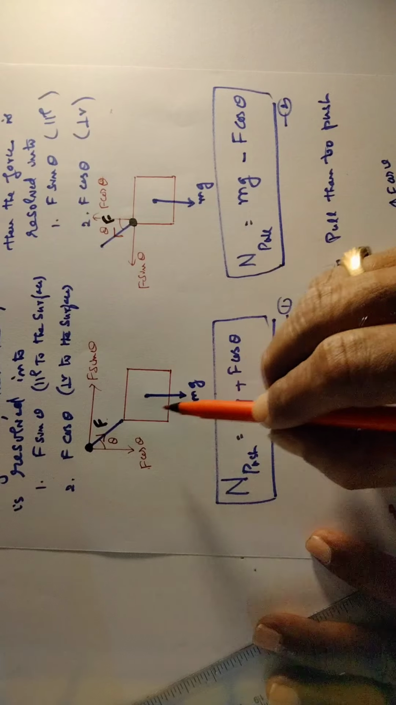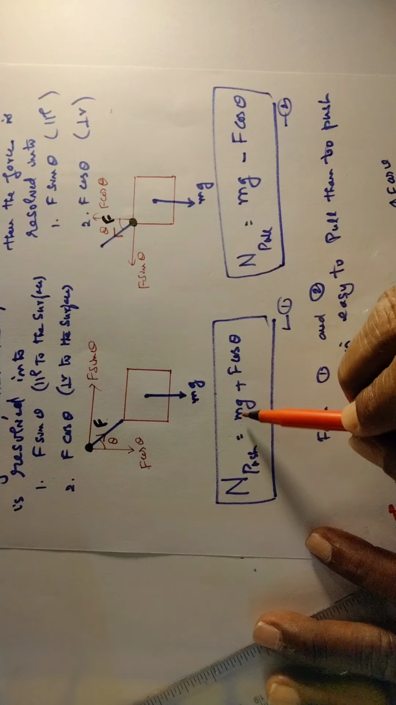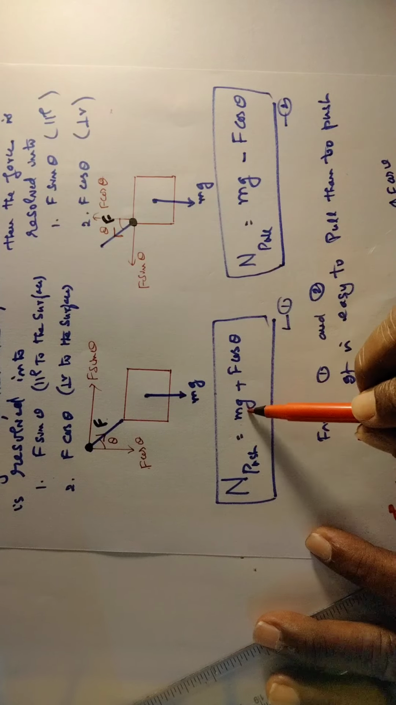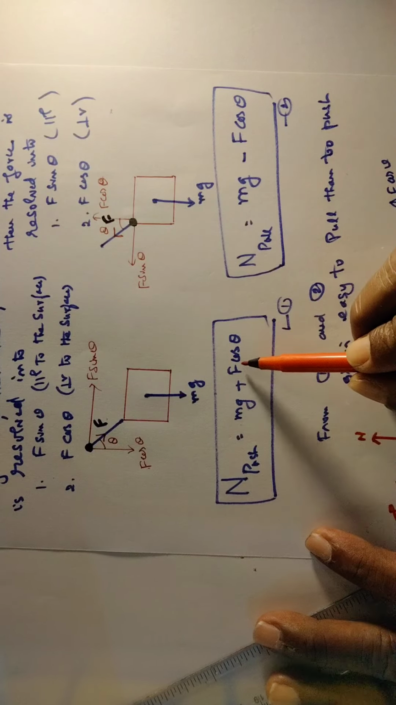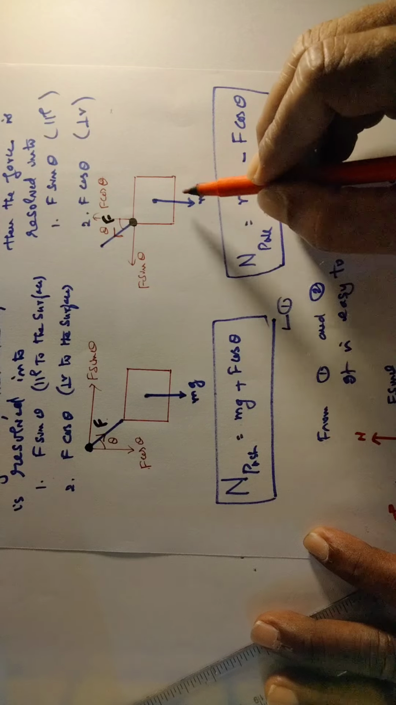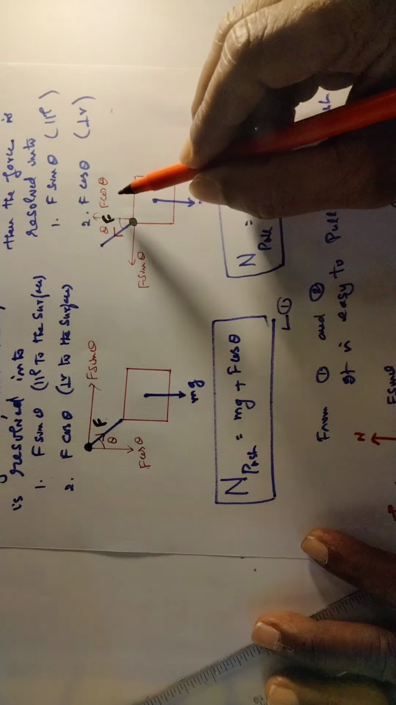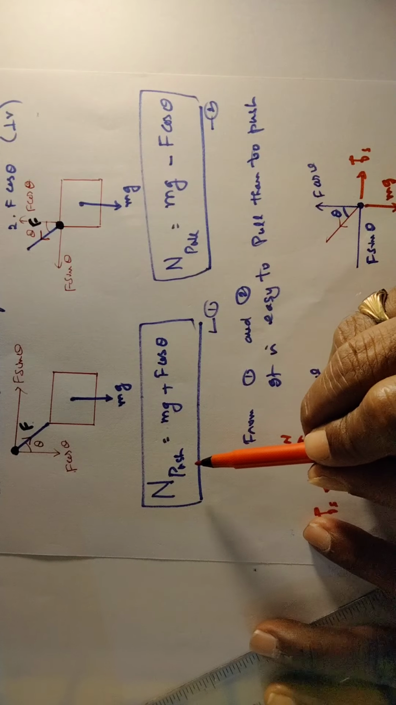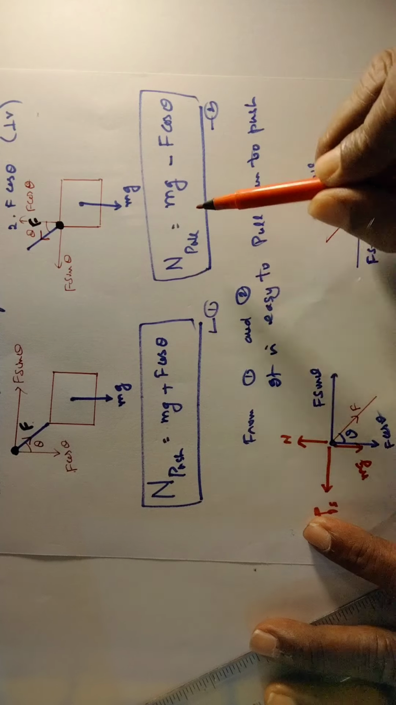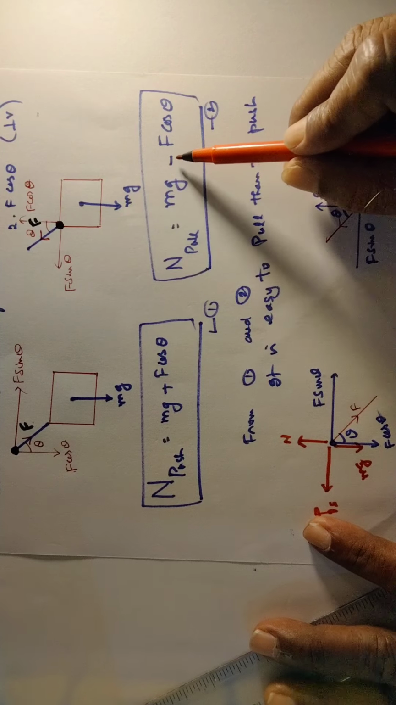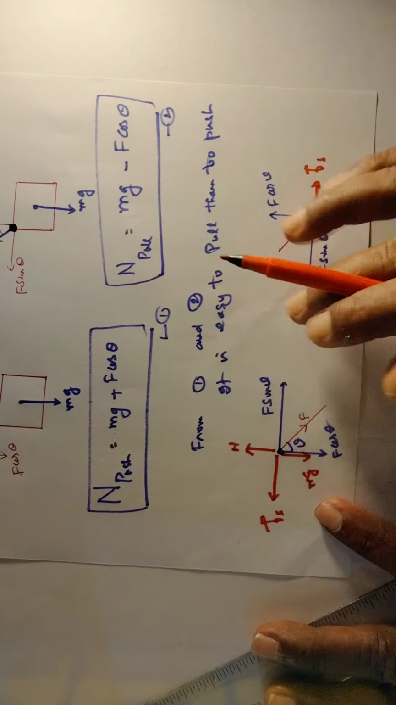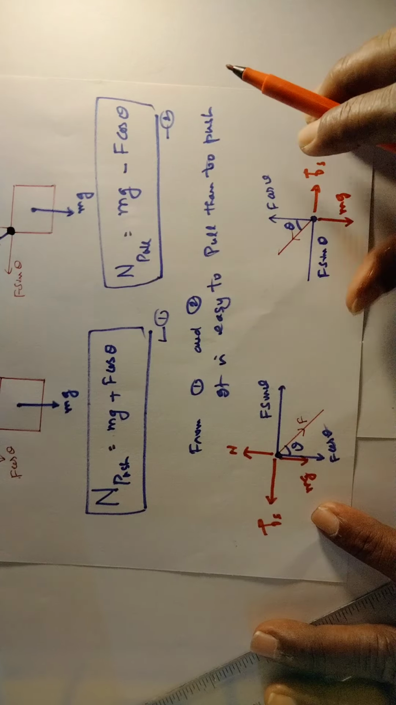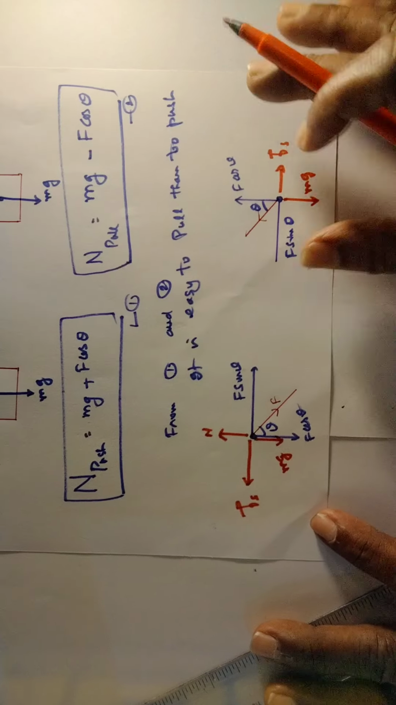Now in this equation, mg and F cos theta are acting along the same direction, then N push will be equal to mg plus F cos theta. In this case, what is the net force acting, or what is the force acted upon to pull this? N pull is equal to mg minus F cos theta, because it is acting in the upward direction. So from these two, here you have to apply more force to push. Here is the less force because there is a minus sign. Then from 1 and 2, it is easy to pull than to push. So then you draw the free body diagram.